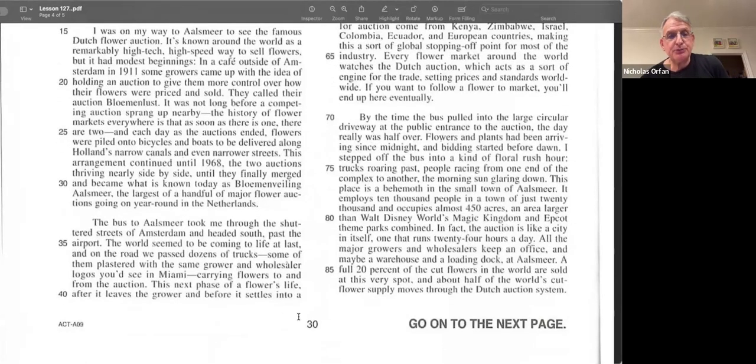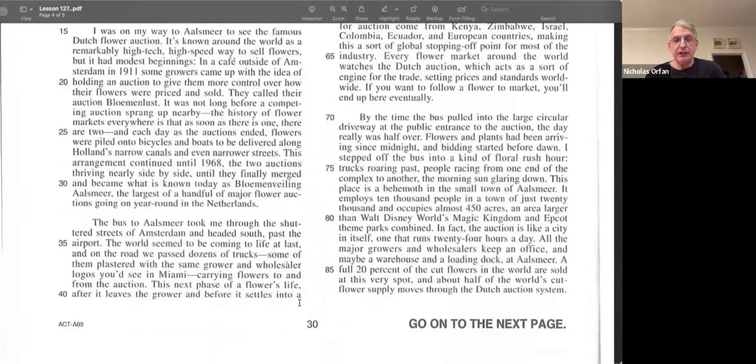The bus to Aalsmeer took me through the shuttered streets of Amsterdam and headed south past the airport. The world seemed to be coming to life at last, and on the road we passed dozens of trucks, some of them plastered with the same grower and wholesaler logos you'd see in Miami, carrying flowers to and from the auction.